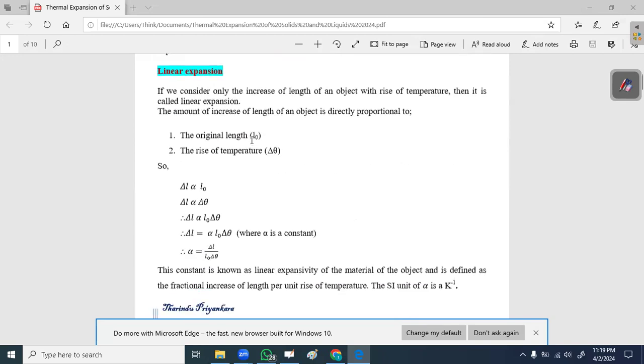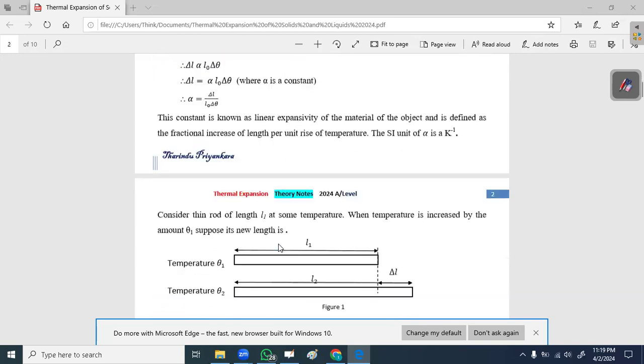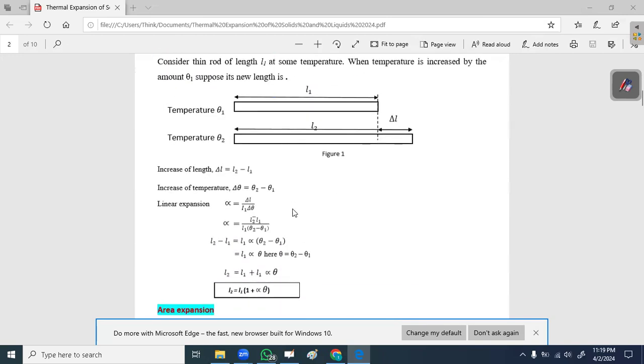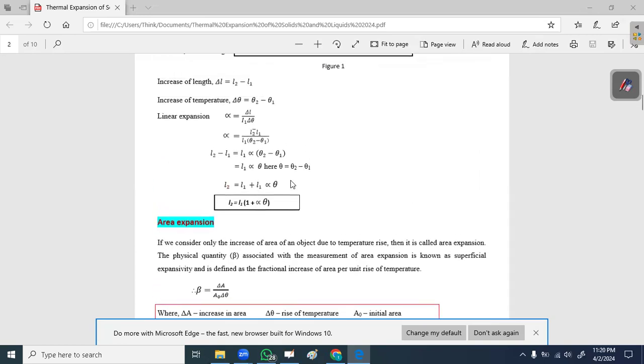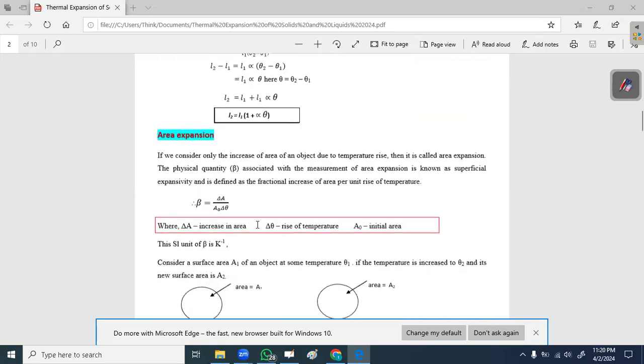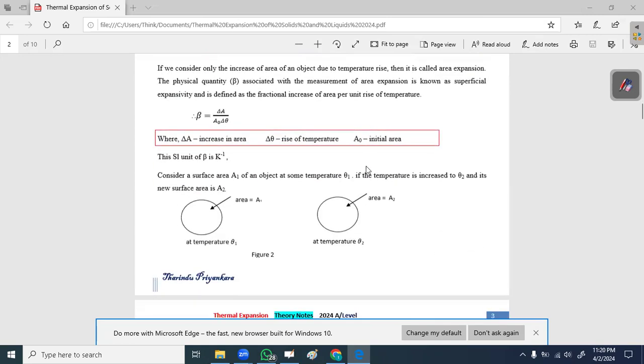Expansion of solid. I have given everything. Just please read these things at home and try to find out the unit of this one. The unit of this one will only be per degree Celsius. Now here, area expansion. I have to tell you a very important thing. In the next week I will explain everything. Area: the current area and the previous area, the difference is delta A.